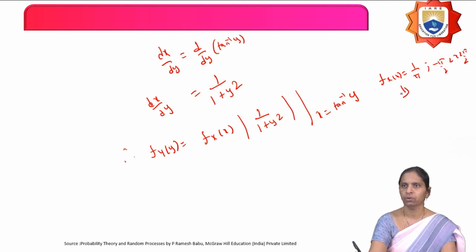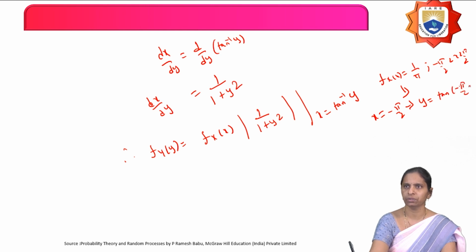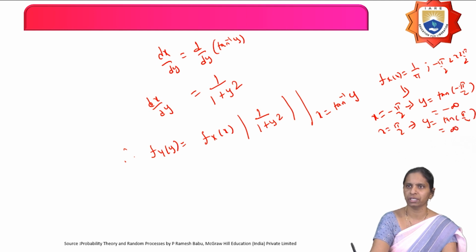Now, you have to find for what value of y it is fy of y. So, if x equals minus pi by 2, then what is y equal to? Tan of minus pi by 2, nothing but minus infinity. Similarly, when x equals pi by 2, what is the range of y? Tan of pi by 2 is equal to infinity.